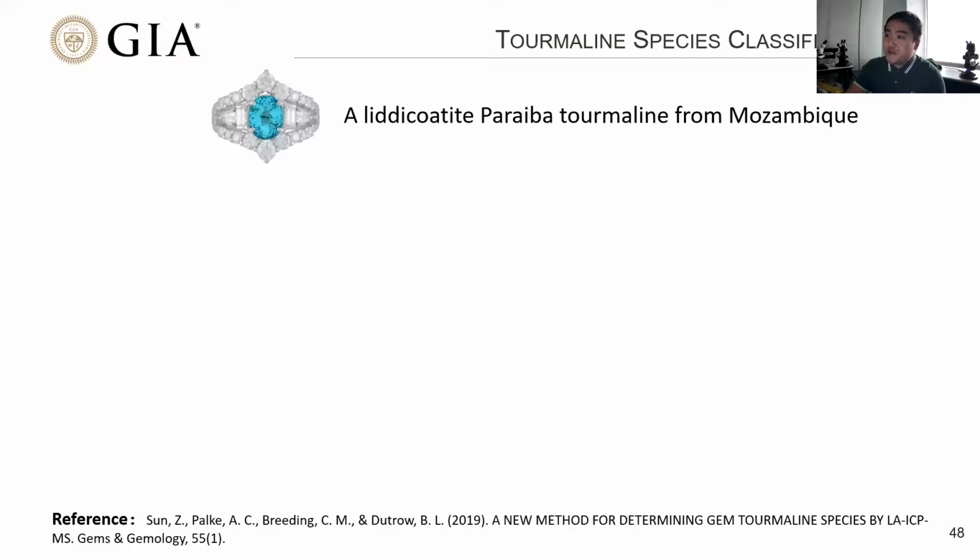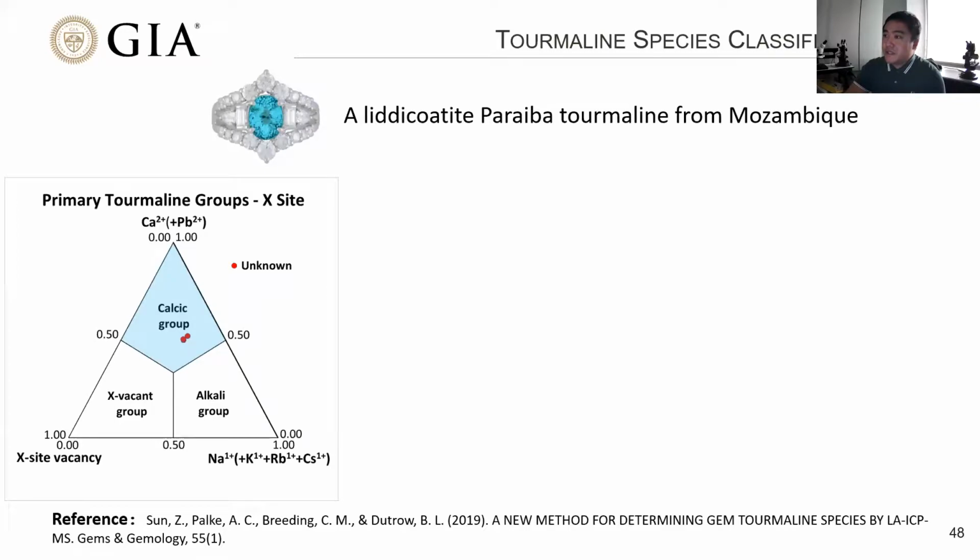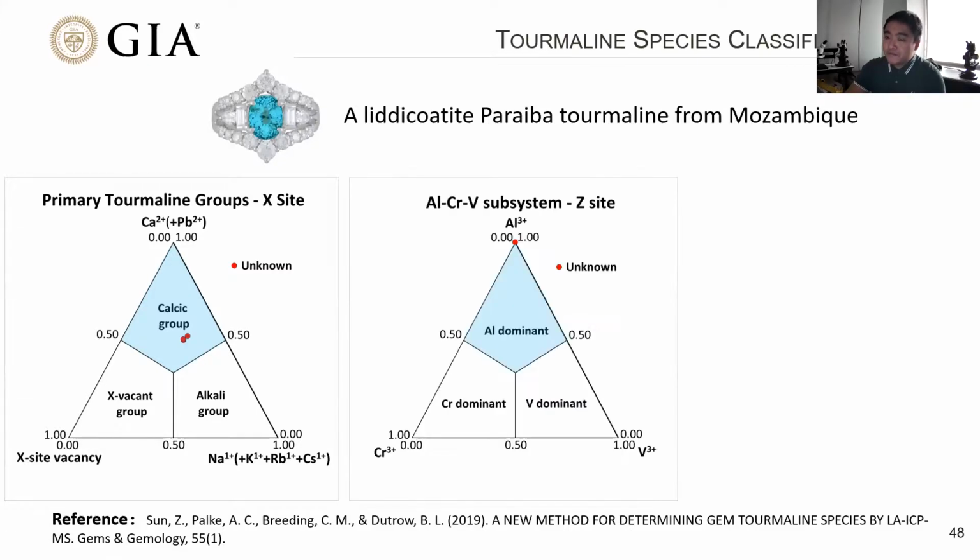The chemical information obtained from LA-ICP-MS can also be used for species classification of mineral groups, such as tourmaline. The ternary plots demonstrate how the species of this Paraiba tourmaline is determined. The calcium-sodium-vacancy ternary plot establishes the dominance of the X site in tourmaline, which is the first step of species classification. In this case, the stone belongs to the calcic group.